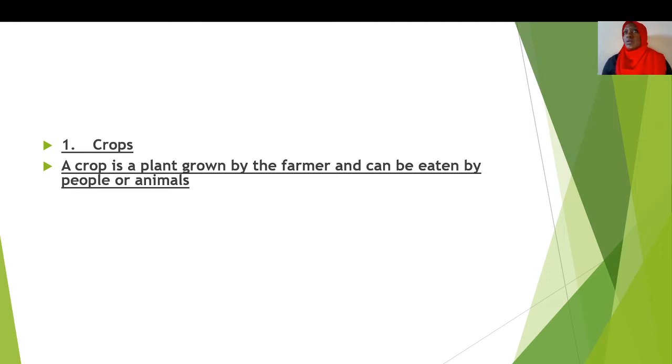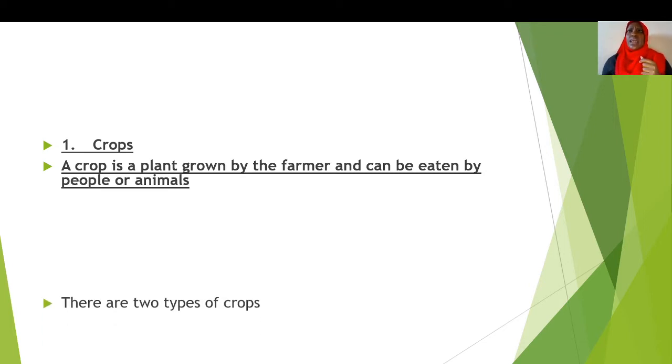A farmer is someone who works on the farm, a person who plants the seeds, plants the crops. So a farmer is the one who grows the crop. When it's ready, he will go back to the farm and harvest the crop, either to be eaten by the people or to be eaten by the animals.